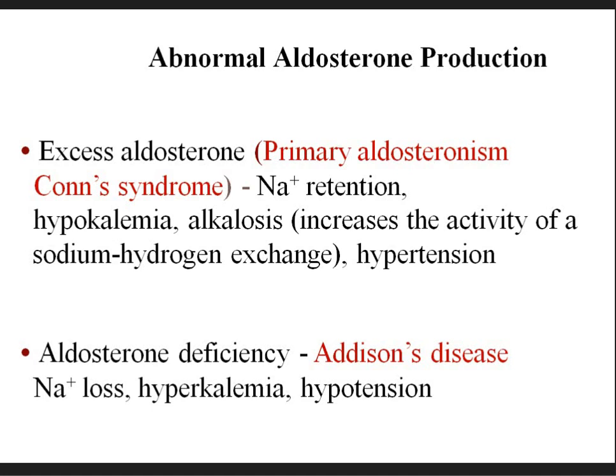I will repeat, the main role of aldosterone is to reabsorb sodium and to secrete potassium. So when there is excess of aldosterone in any condition, it causes sodium retention and hypokalemia, along with alkalosis because hydrogen is also secreted, secondarily leading to hypertension. While if there is deficiency of aldosterone, there will be loss of sodium, hyperkalemia, and hypotension.